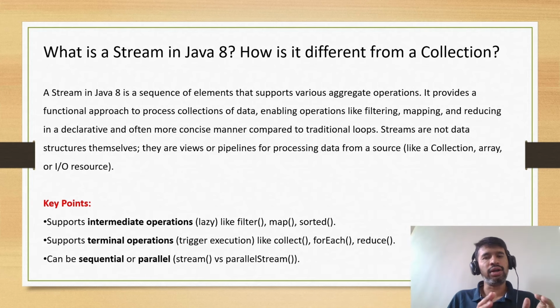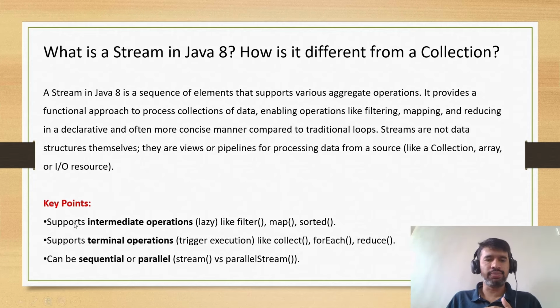And streams are not a data structure. That's one thing you should remember, because streams will not store anything. They are just views or pipelines for processing the data from a collection or array or any IO resource. So a stream is used to process the data. It is not a data structure. It will not store anything. And it supports a lot of operations which you can apply on the data you're processing.